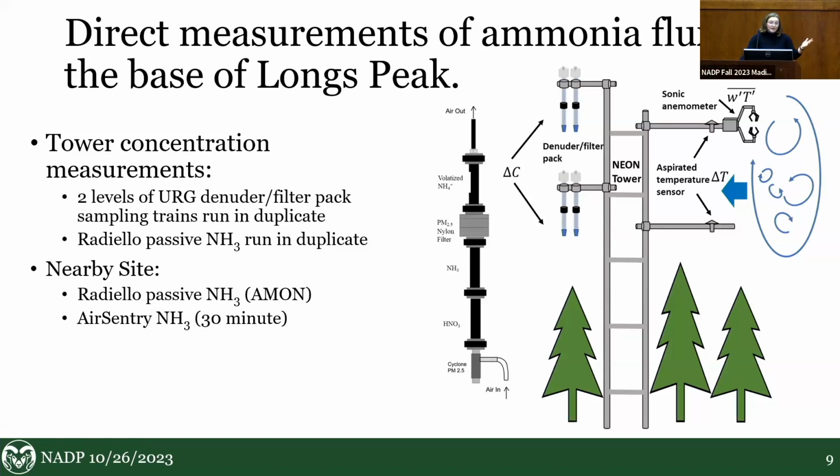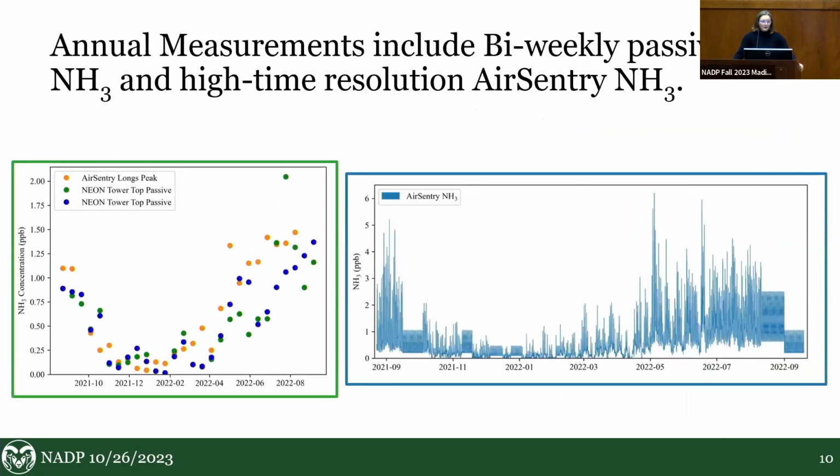And then at a nearby site, we have an AMoN passive, and we have a high time resolution ammonia measurement from the Air Sentry, which I'm going to lean pretty heavily on for this analysis. So this is a pretty unique data set because we have high time resolution micrometeorology, we have high time resolution ammonia, and we also have this passive data that we can directly compare it to.